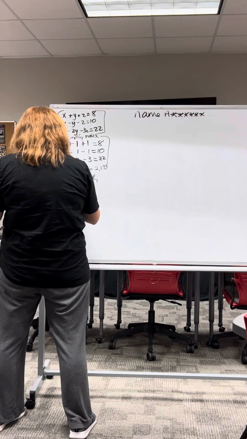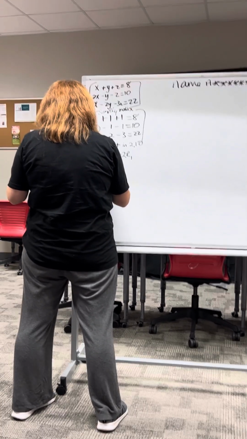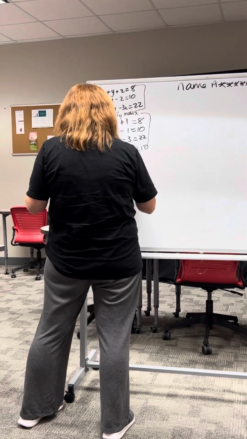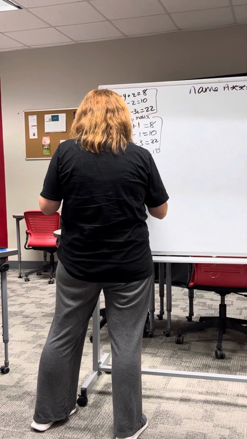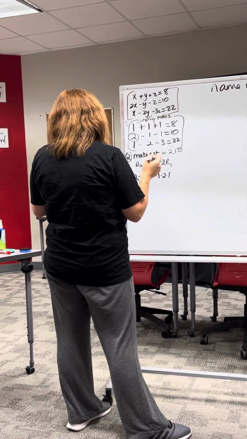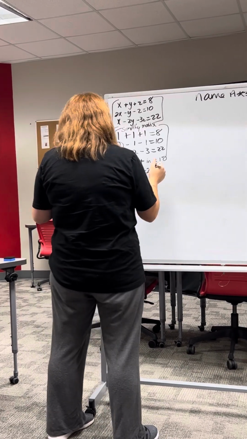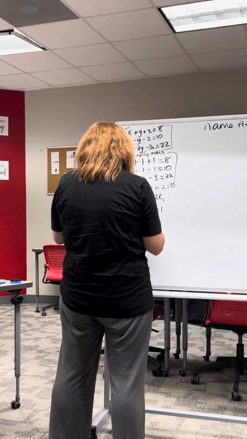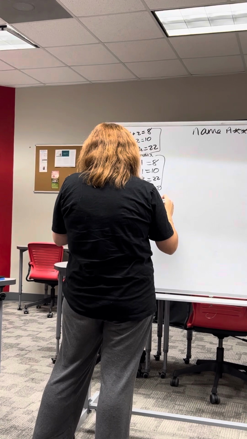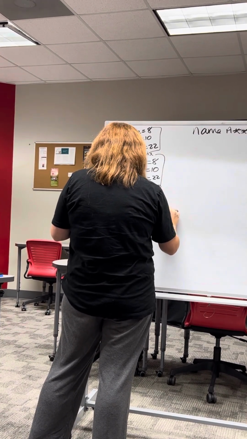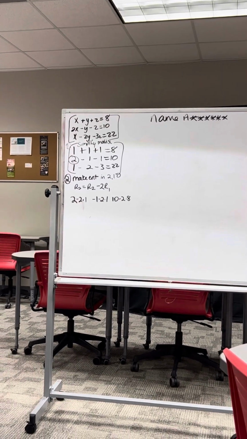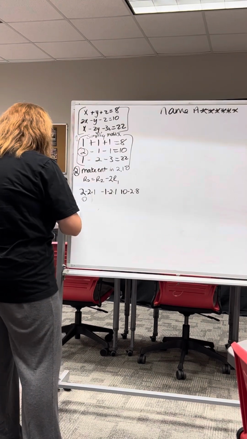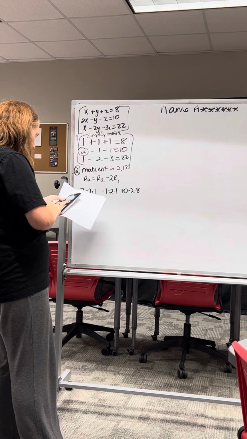So then I'm going to do 2 minus 2 times 1, and then it goes negative 1 minus 2 times 1. And then it goes 10 minus 2 times 8. So now I'm going to simplify this with my handy dandy calculator. 2 minus 2 times 1 is 0. And negative 1 minus 2 times 1 is negative 3.